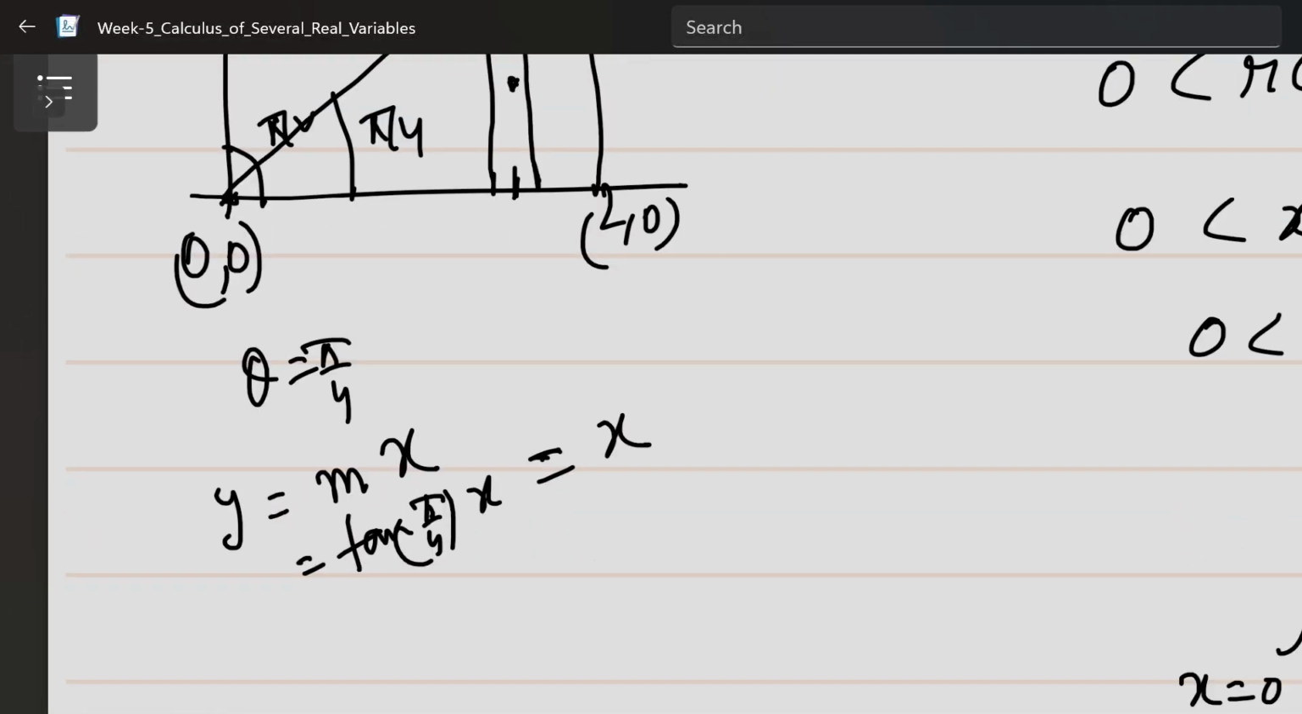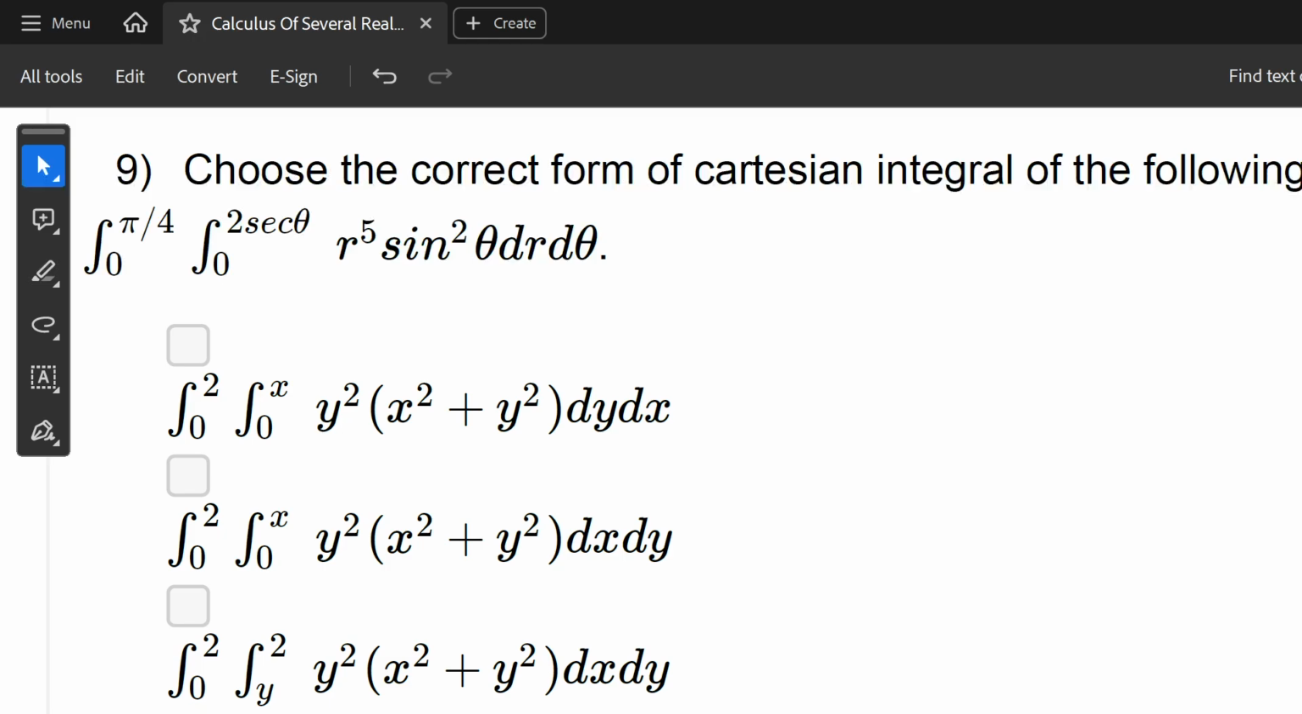So this is the answer: y square into x square plus y square dy dx. Let me show you the answer. y square into x square plus y square is everywhere. So now you have to choose carefully. y is from 0 to x, x is from 0 to 2. So option number 1 is correct.